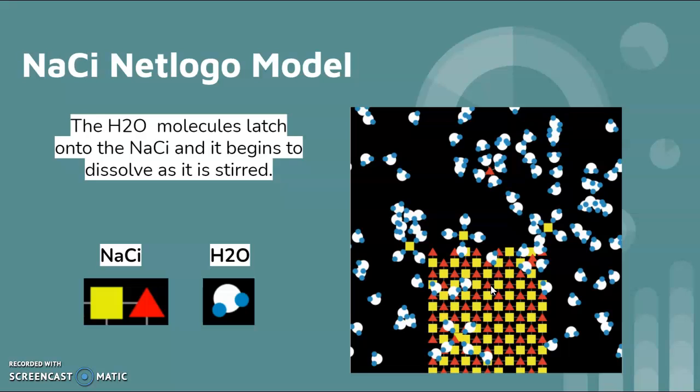As can be seen in the model, the water molecules latch onto sodium. This is also a representation of what occurs to other ions. Water surrounds each ion to cause it to dissolve and remain in solution. As you can see here, the water latches onto all four corners, and this is what causes it to dissolve.